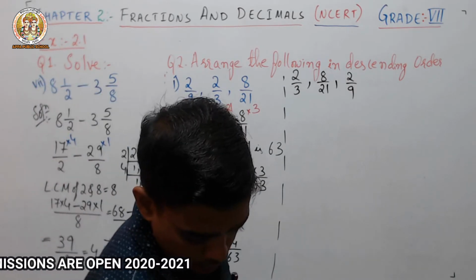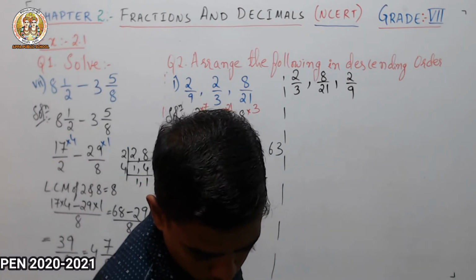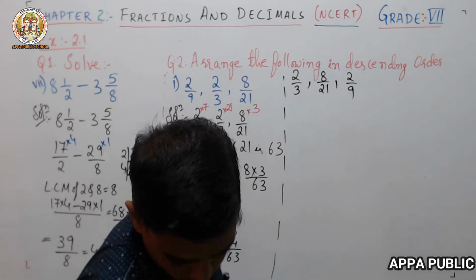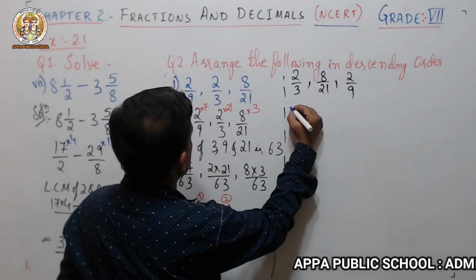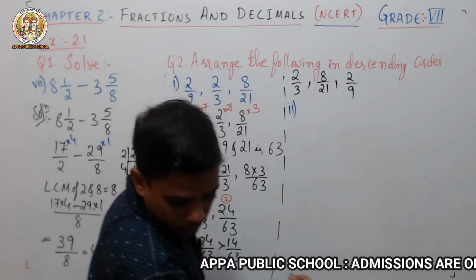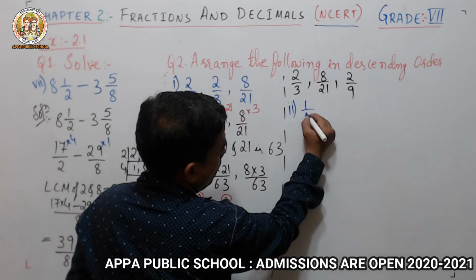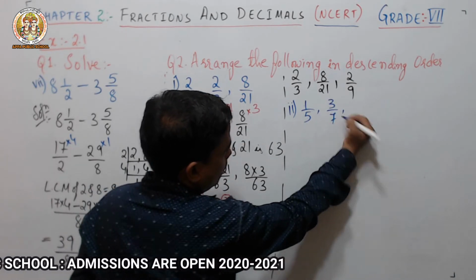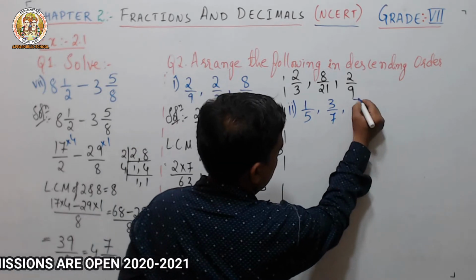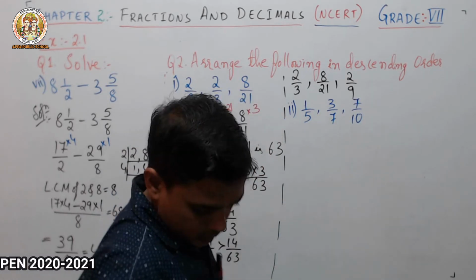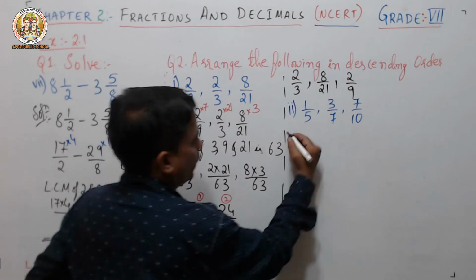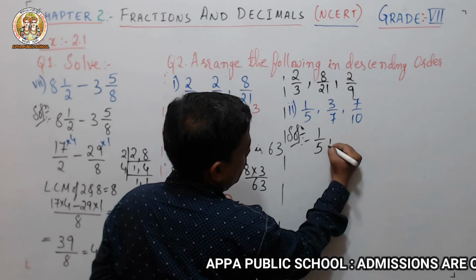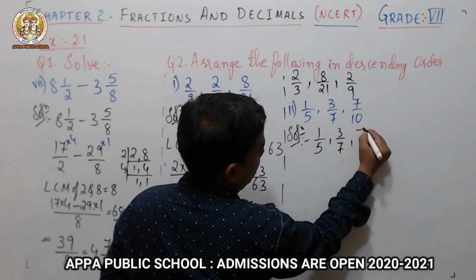Next question. Move for the next one. What is the next question? The next question is 1 by 3, 3 by 7, 1 by 5. That is the second bit. What is the second bit? 1 by 5, comma, 3 by 7, comma, 7 by 10 is the question, right? So once again, this one also we have to convert in descending order. So I will write the solution. That is 1 by 5, 3 by 7, 7 by 10.